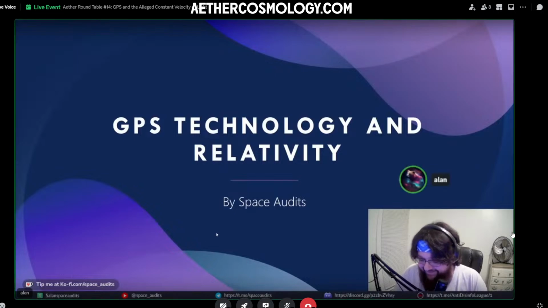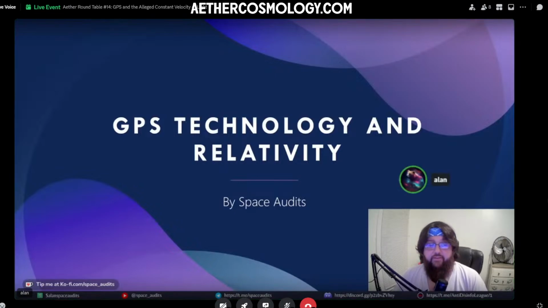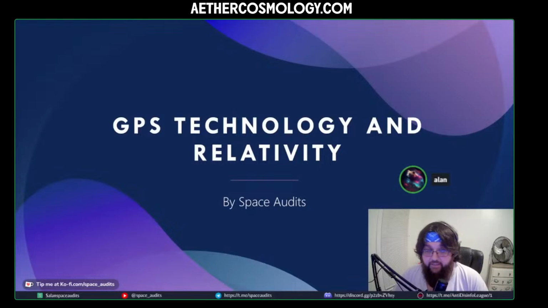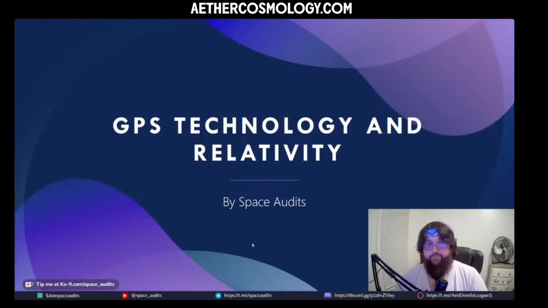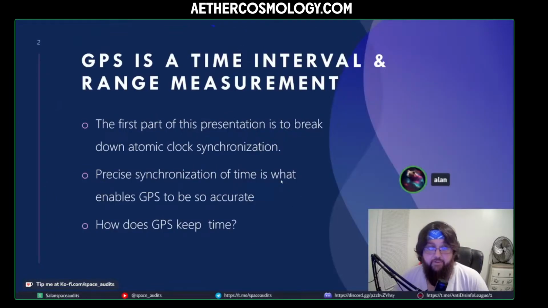All right. So with that being said, we'll go ahead and get into relativity and its role in GPS. GPS is a time interval system that uses a range measurement equation, and by the end of this presentation, hopefully everyone will know exactly what that means. First, we're going to break down the time interval system, which gets into the atomic clocks, how that functions, how GPS keeps time, and then how they utilize that with a range measurement equation to get exact distances, similarly to what Piso was just talking about.